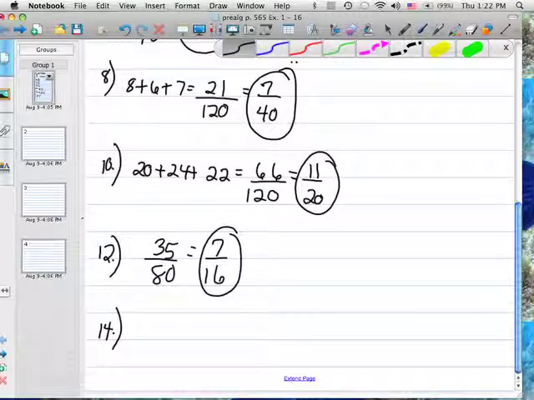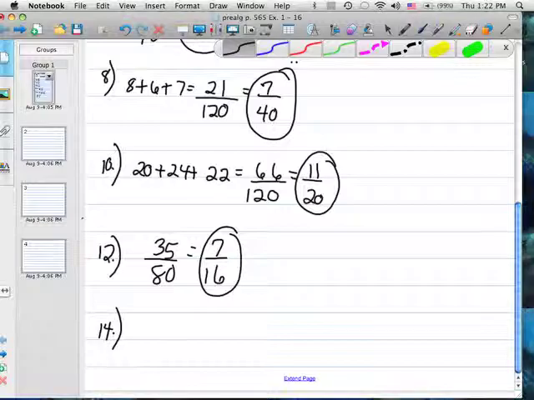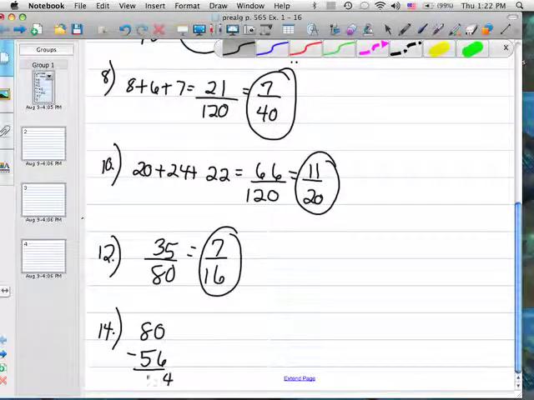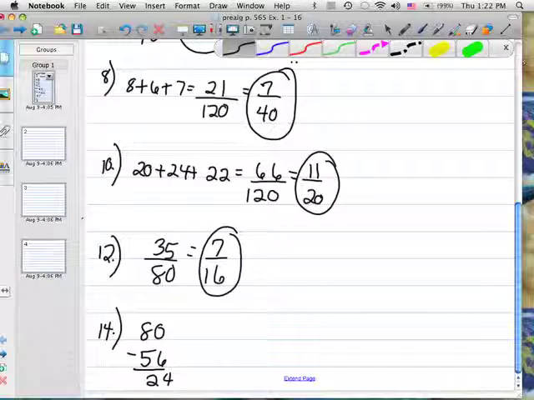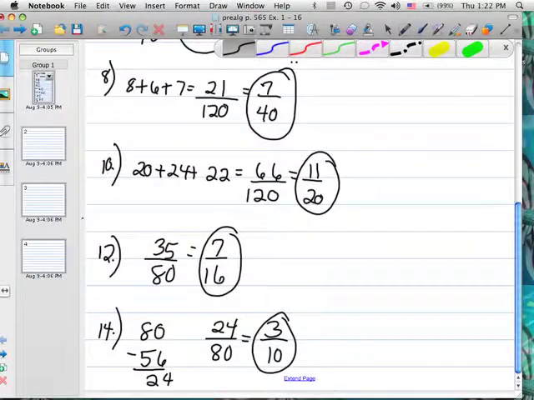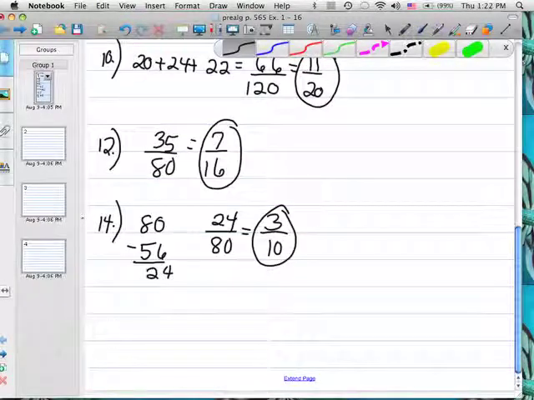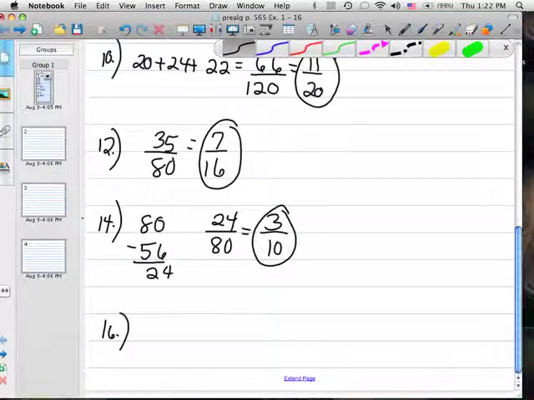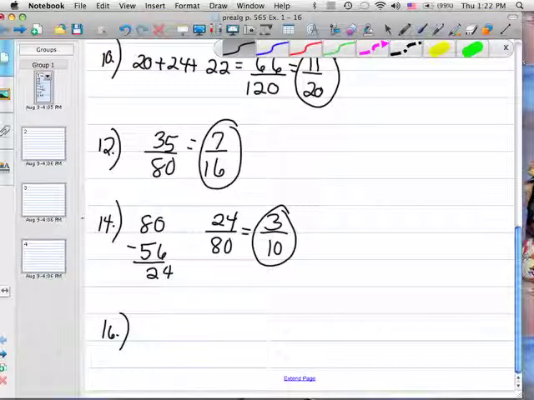Well, if it landed down 56 times out of the 80, take that away. 24 times it did not land down, so 24 out of 80. And 8 goes into 24 three times, and into 80 ten times, so 3/10. And number 16, a baseball player got hit 36 times in the last 150 times at bat. What is the probability that the player will get a hit the next time at bat?